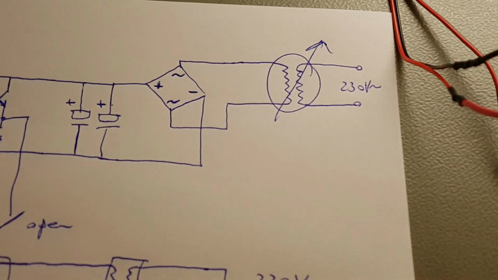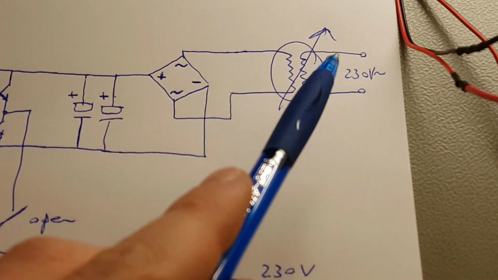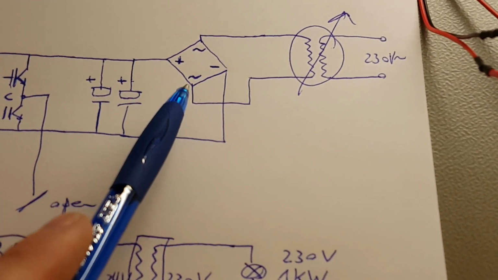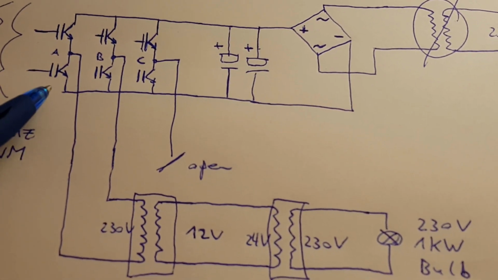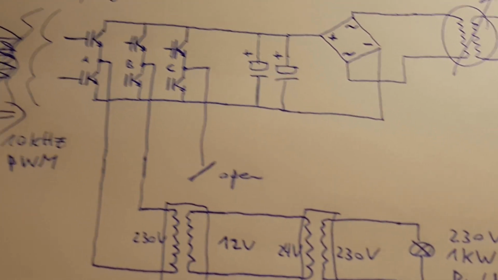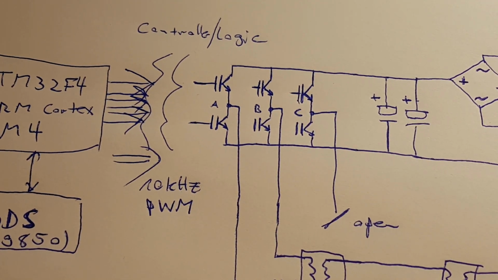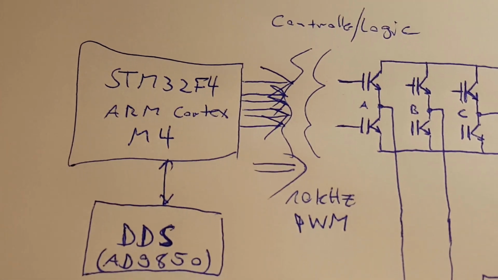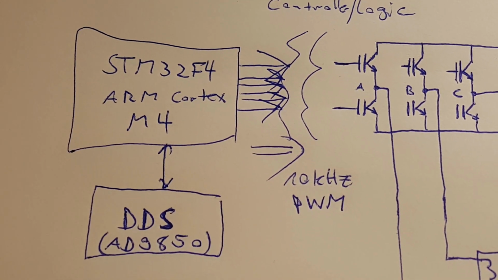So, this is my current setup. I have an isolated transformer. The output voltage will be rectified, fed into capacitors, and then directly into a three-phase inverter bridge with six IGBTs. The IGBTs will be controlled by a MOSFET IGBT controller logic, which is controlled by a STM32F4 ARM Cortex-M4 microcontroller.